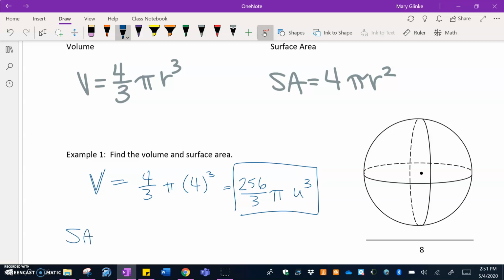Then for your surface area, you're just going to use 4 pi r squared. So you're going to do 4 squared times 4, and you're going to get 64 units squared. The surface area, if this helps, is the paintable area. So if this were an orange, it would be the peel of the orange. The volume would be everything inside of it, so it would actually be the edible part. Okay?